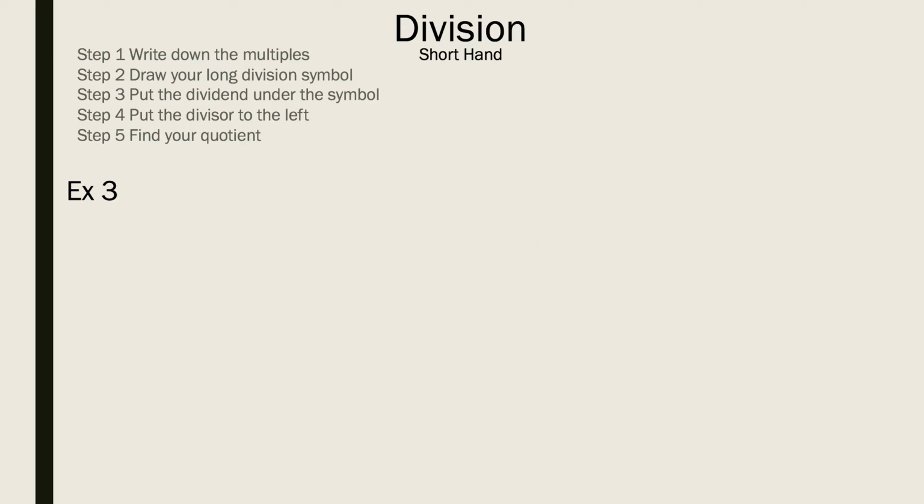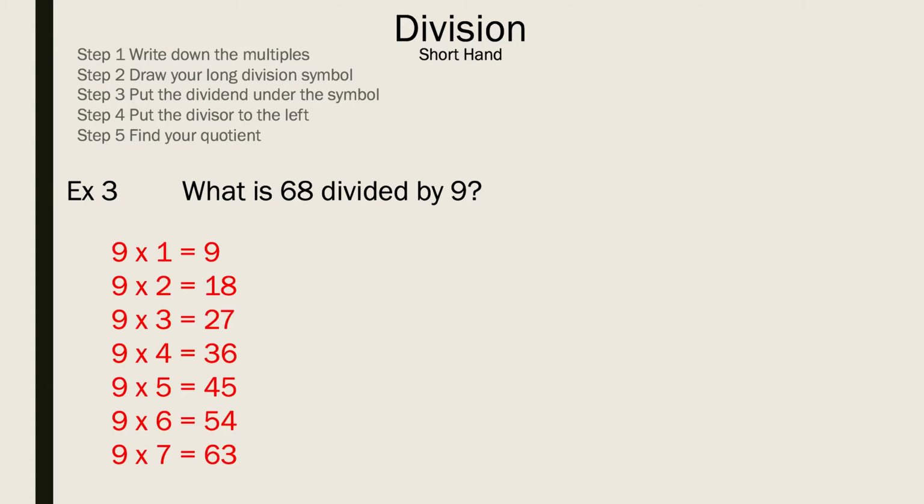Now let's take a look at example 3. What is 68 divided by 9? So let's go ahead and write the multiples of the divisor. And there we go. Let's do step 2, 3, and 4 now. So now we're going to take a look at the multiples on the screen. 63 is close to 68. Now let's go ahead and use that number. Let's use 7. Before we do that, let's do the first step of shorthand.